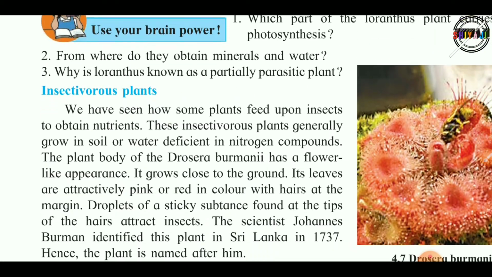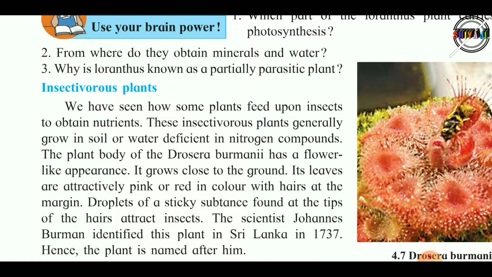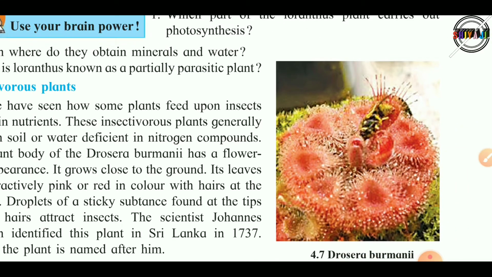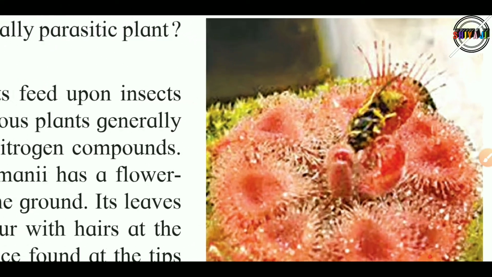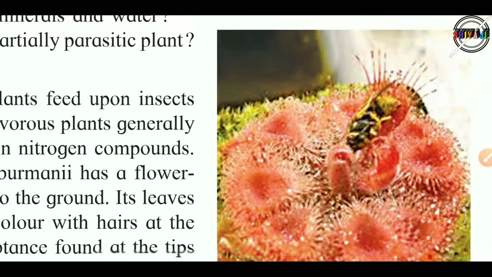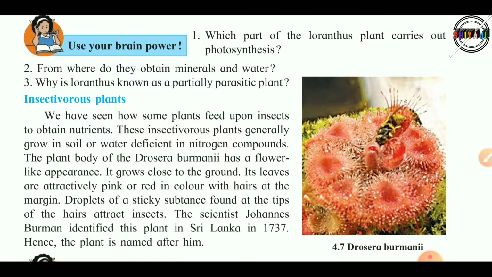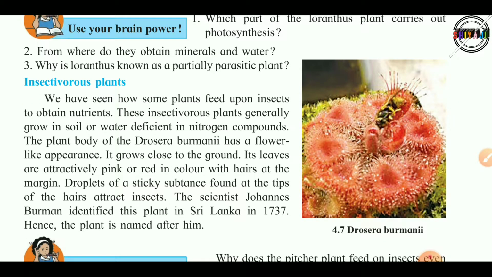Now the next one is the insectivorous plant. Insectivorous, as the name hints, means they eat insects. Here we have seen how many plants feed upon insects to obtain nutrition. These insectivorous plants generally grow in soil or water deficient in nitrogen compounds.